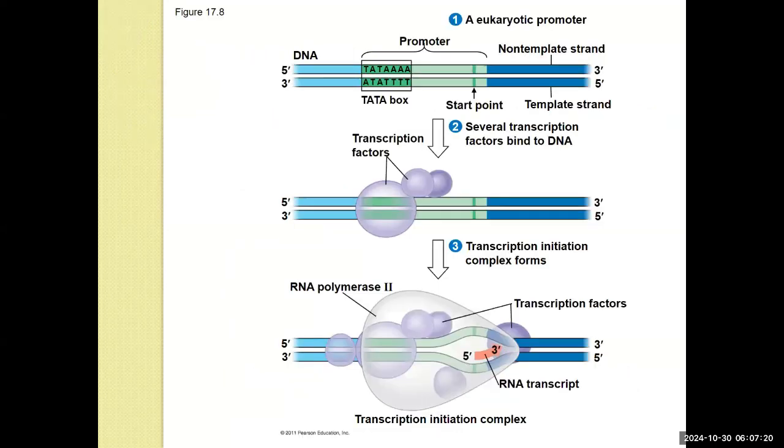So here we can see that in visual diagram. We can see our TATA-rich promoter box and the transcription factors binding to that region. And just where the start point is, we see our bubble separate those two strands of DNA and an RNA transcript being formed, moving along in the 5' to 3' reading frame.